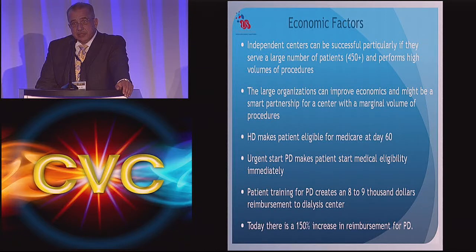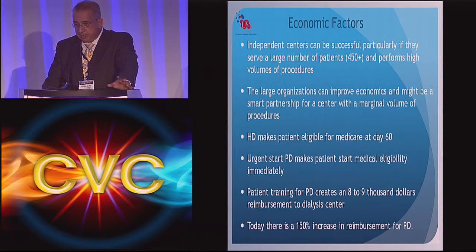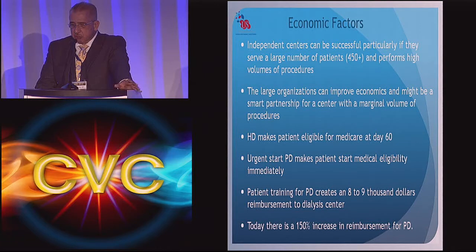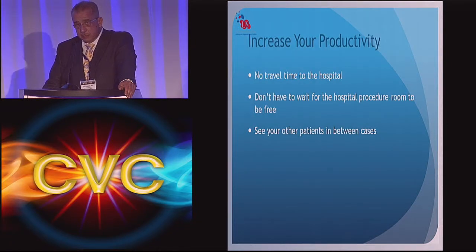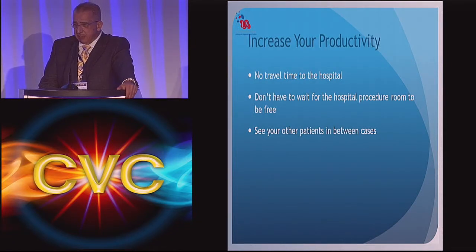To me, with what's going on over the past few years, the hospital has become a danger zone for us. They haven't looked after our best interests. Hemodialysis makes patients eligible for Medicare, like I told you, at 60 days, and an urgent start PD immediately. Also, there's another financial perk for PD patients: there's an $8,000 to $9,000 reimbursement to the dialysis center just for the training alone. And today, there's a 150% increase in reimbursement to the dialysis center for PD patients.